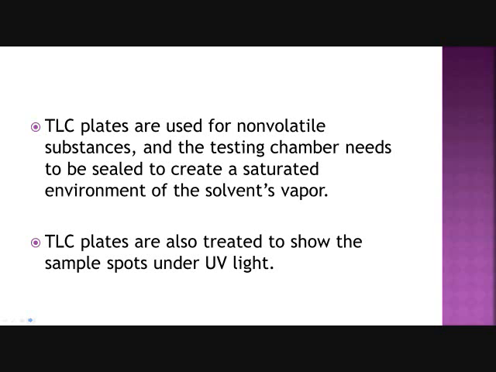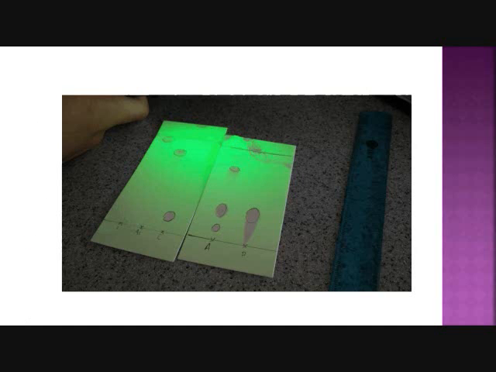Another reason why you would use a TLC plate versus a piece of paper for chromatography is that TLC plates are treated to show sample spots under UV light. I have this picture here of a chromatography on a plate where they're shining a UV light on it so you can see the different spots. Maybe your mixture is not visible under normal lights, but it will be visible under the UV light. That would be one way to do that.